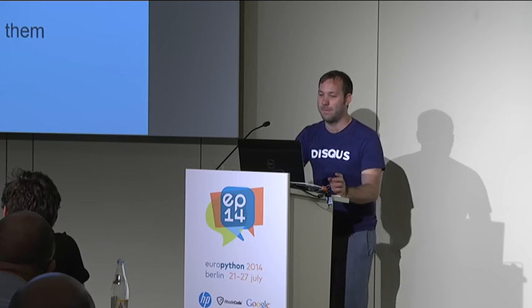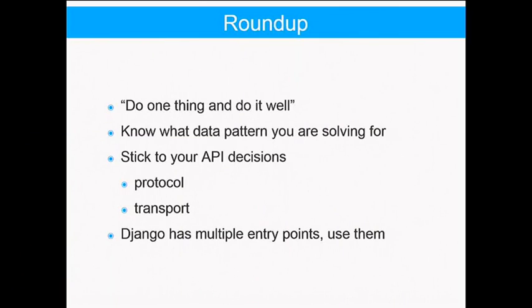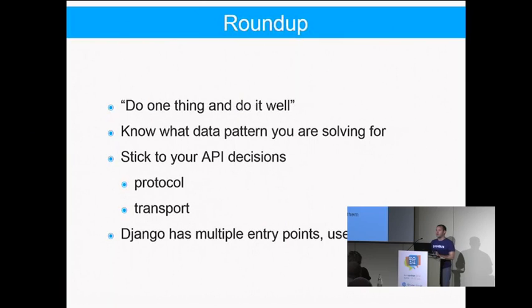So as a roundup, do one thing and do it well. You want to examine your data patterns up front, and then based on that data pattern, you need to make some decisions. Those are going to be API decisions around protocol, transport, and what methodology you are using to access that data. And then Django has multiple entry points. You should definitely use them. It's not just a WSGI machine. And then do one thing and do it well. That is the one line from the talk you should remember.